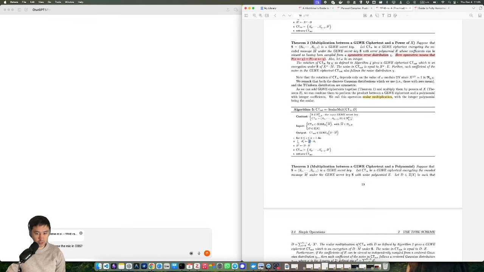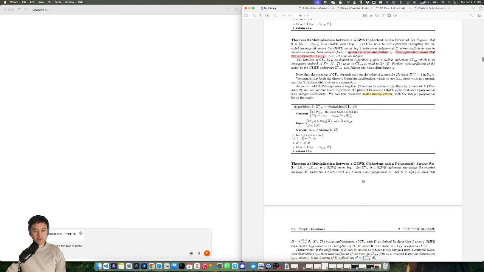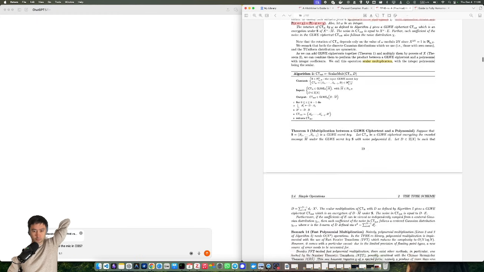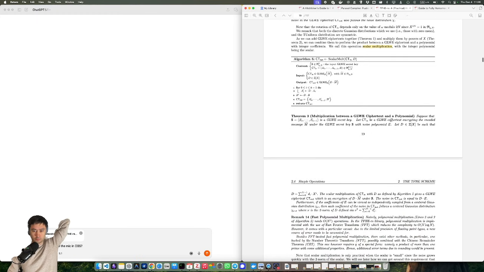And you can just multiply things. There's no rotation anymore. I thought we were going to do the power of X stuff. Am I missing something? All right, let's continue reading because I'm confused.